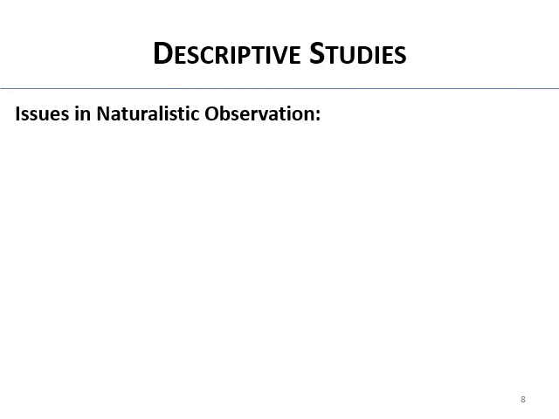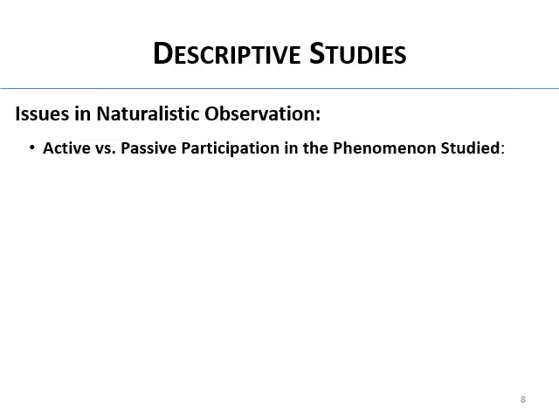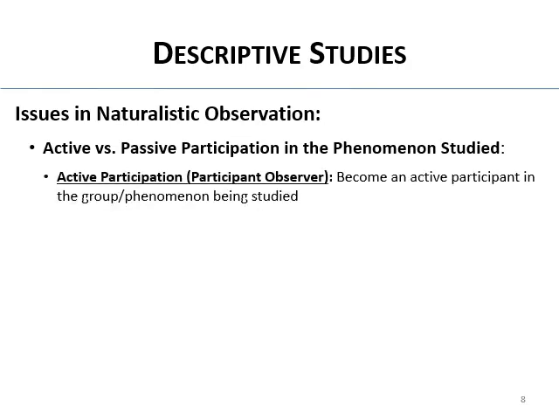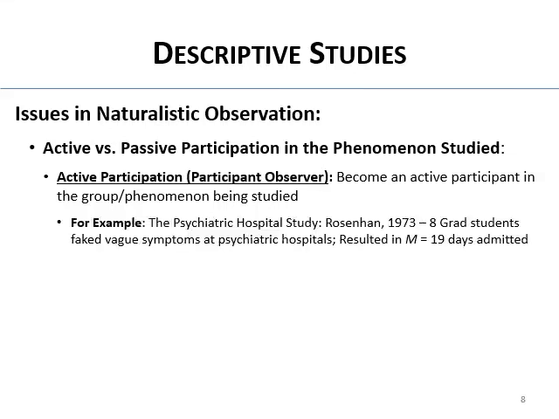So there are also some issues with naturalistic observation. Do you want to be an active or a passive participant in the phenomenon you're studying? So active participation, which is also called a participant observer, you actually do become a participant in the group or phenomena you're studying. So if you're studying furries, you would be a furry while you were studying it.